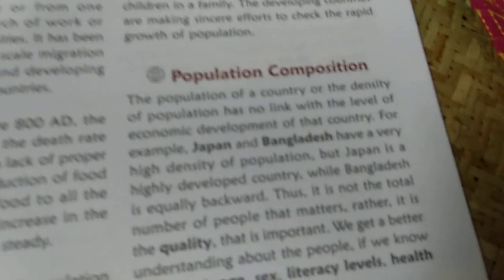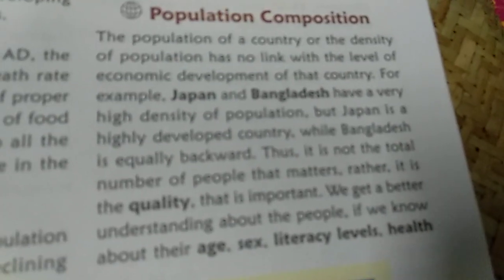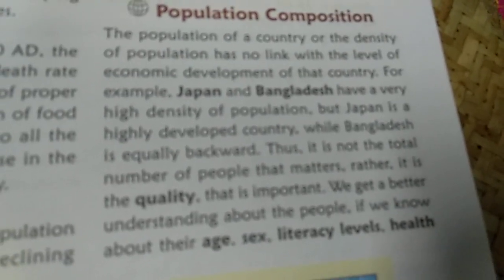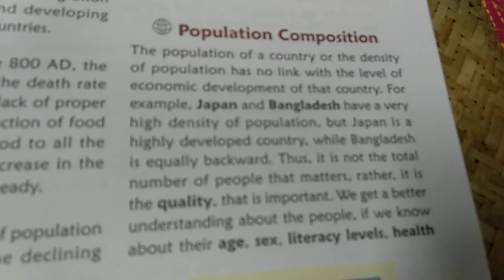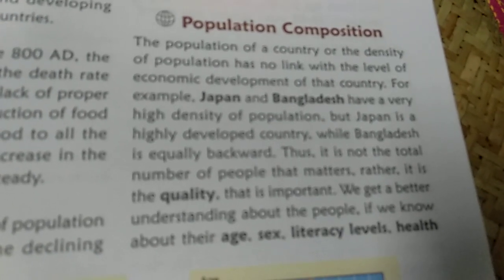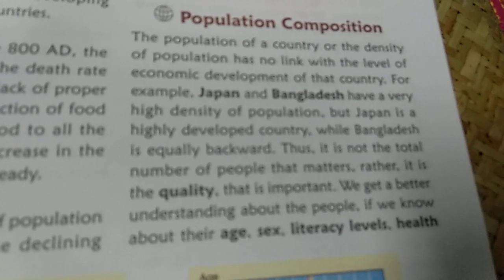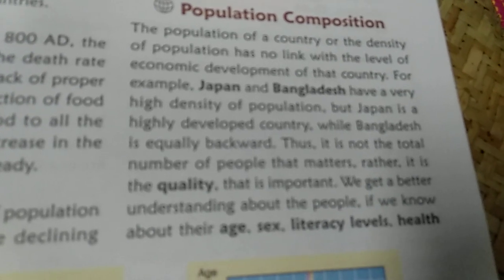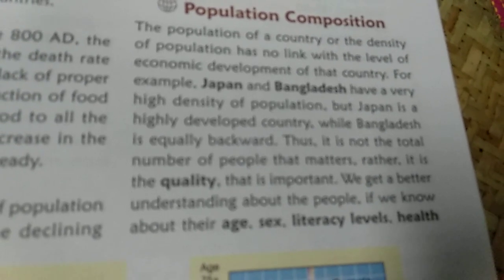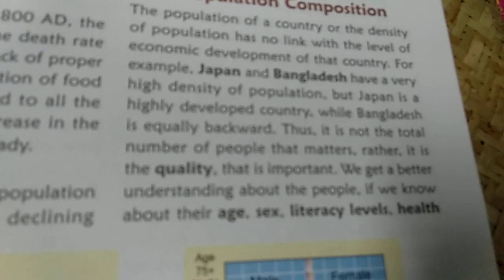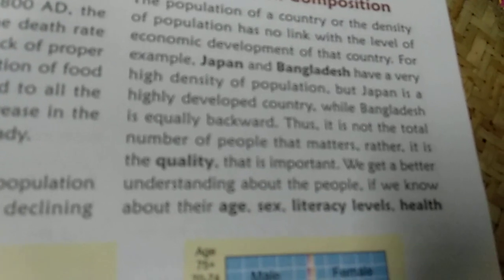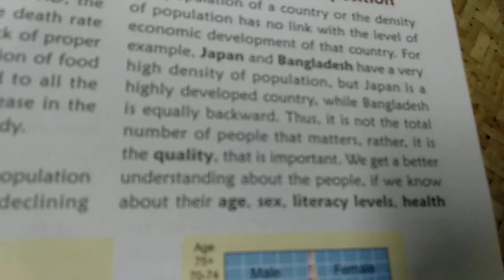Good morning, class 8. Today our topic is population composition. The population of a country, or the density of population, has no link with the level of economic development of that country. An example is Japan and Bangladesh. Japan is highly developed, and Bangladesh is not that much developed, but the density of population is quite high.